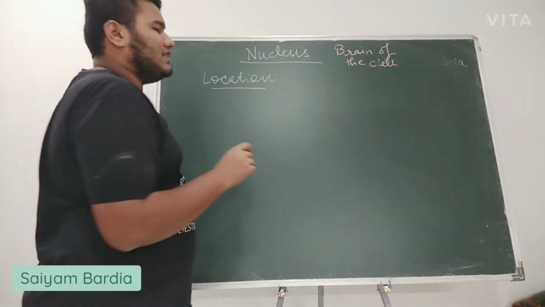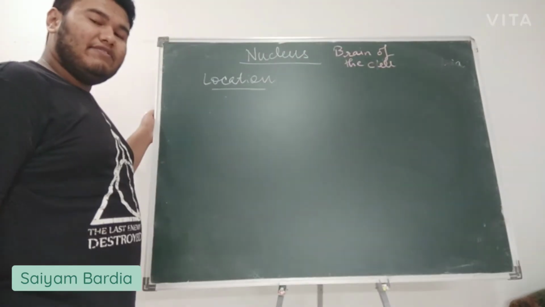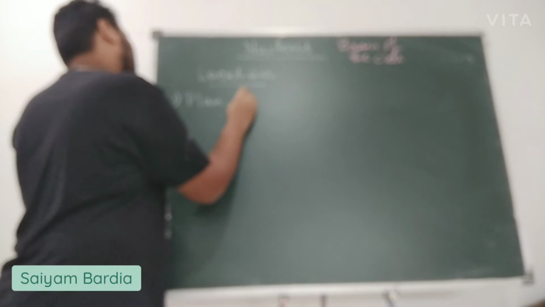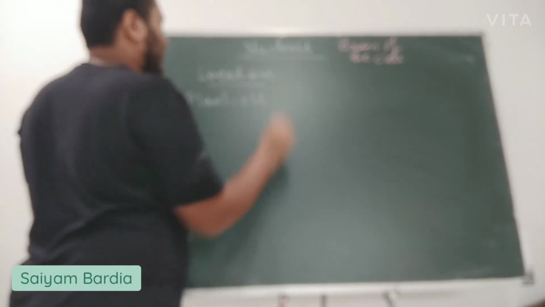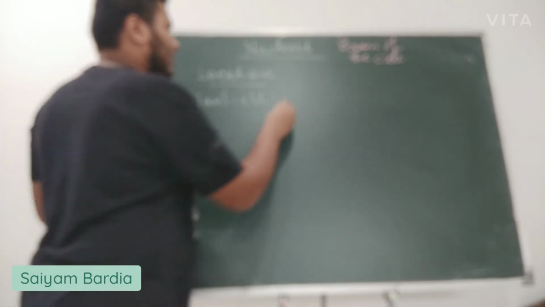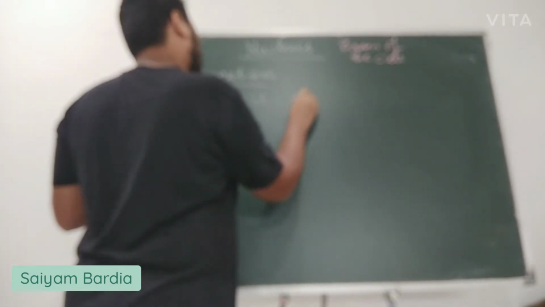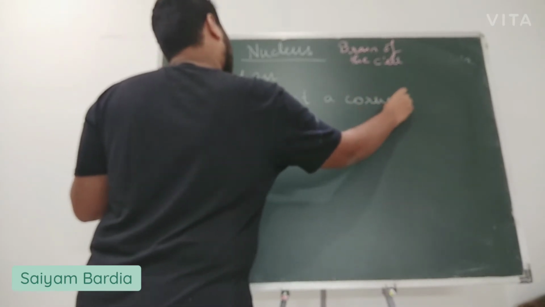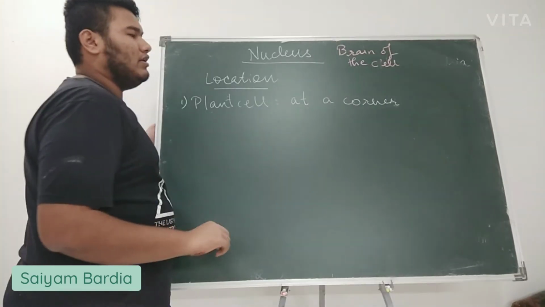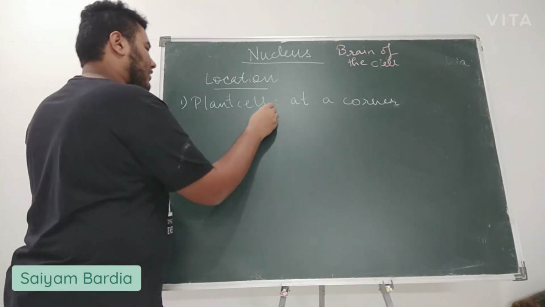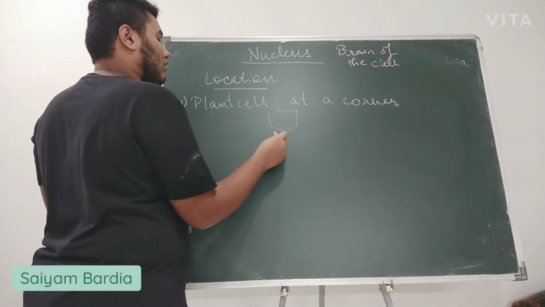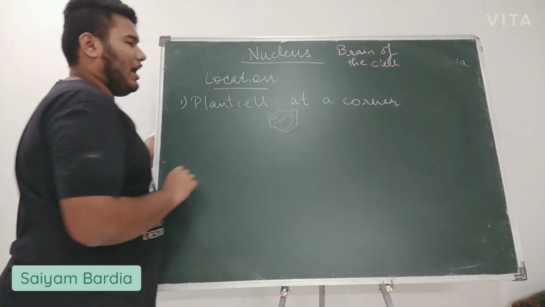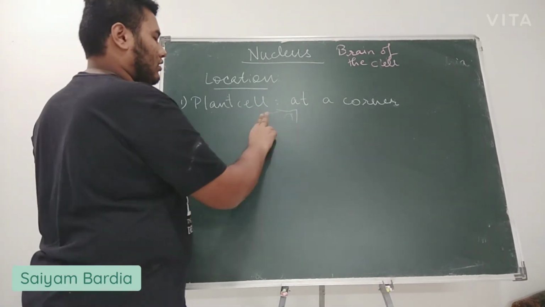The location of nucleus is different in a plant cell and different in an animal cell. So for a plant cell, the nucleus is present at a corner. Like if this is a plant cell, the nucleus would be present here and there would be a large centralized vacuole. Okay.